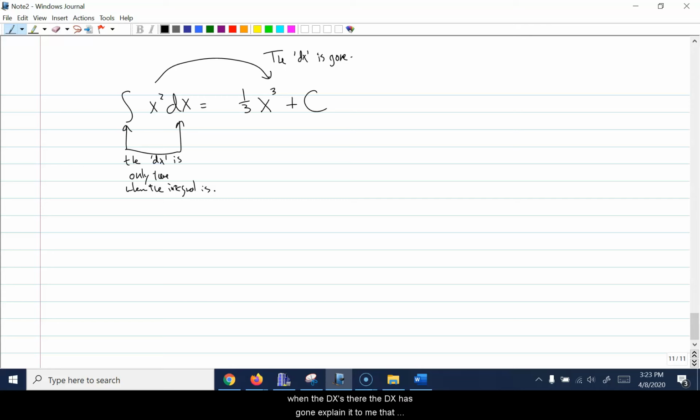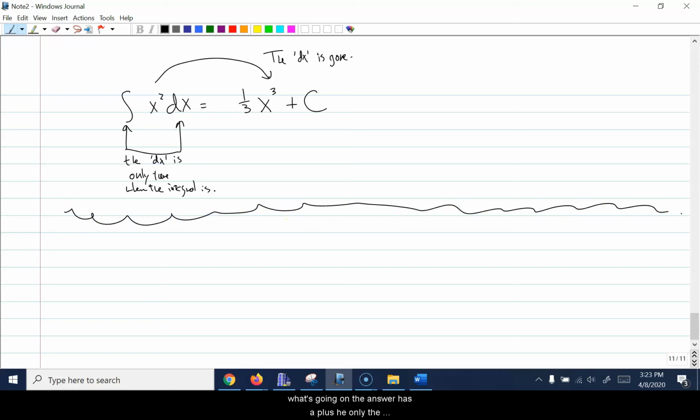I've had students explain it to me that the dx becomes the plus c, and I don't think that's quite right, but thinking about it that way is fine, because the dx goes away when the plus c shows up. So if you want to remember it that way, that's a good way to remember what's going on. The answer has a plus c, only the question version has the dx. When the one goes away, the other shows up. That's a reasonable way of remembering what's going on.